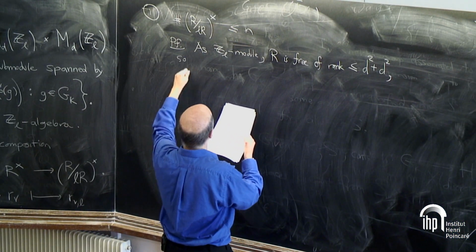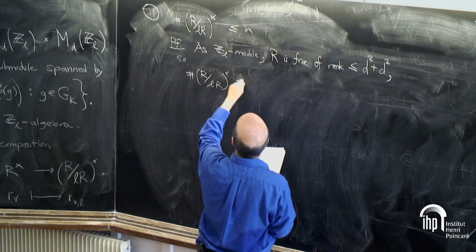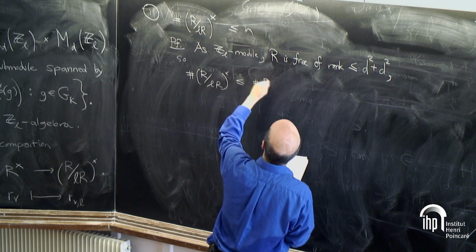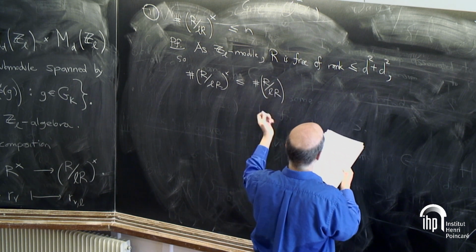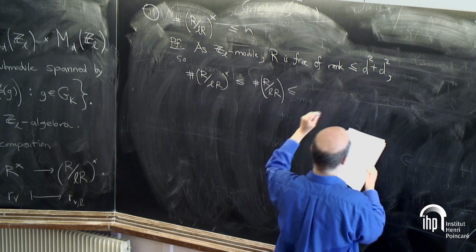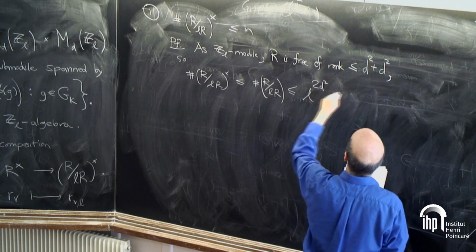So if you want to know the order of this group, it's going to be less than or equal to the order of this ring. But R is free of rank less than or equal to that, so this is less than or equal to L to that, which is that.